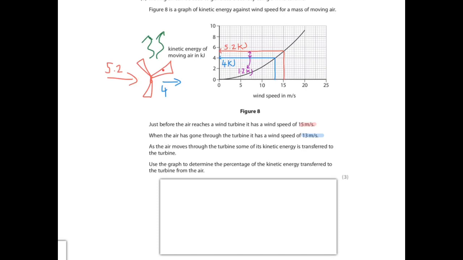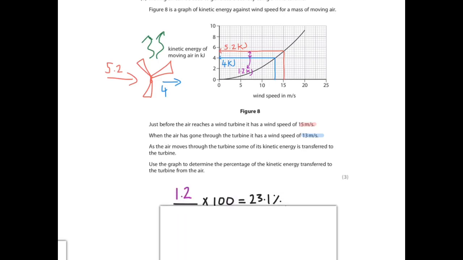The amount that's transferred here is the difference between these two values, so 1.2 kilojoules, this take away this. To work out percentage, you just do 1.2 divided by the total, or the initial amount. This is the amount that's making the turbine turn, but what proportion is that of the original amount of energy in the air, which is 5.2, times by 100, which is 23.1%. And that makes sense because that is roughly about a quarter of this value, or a fifth to a quarter of this value, so that makes sense.